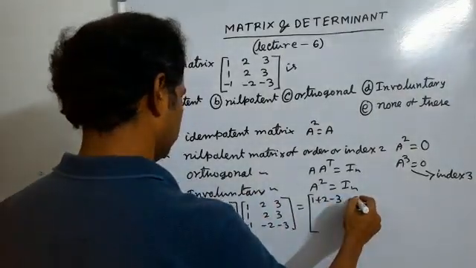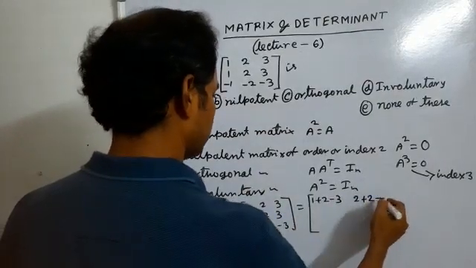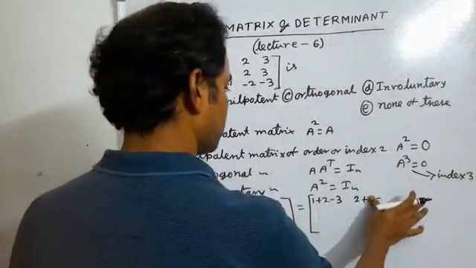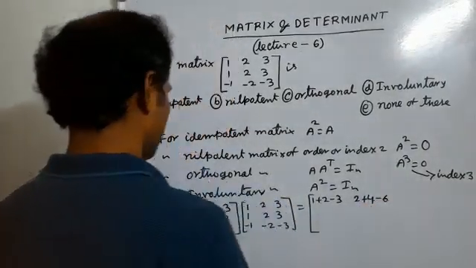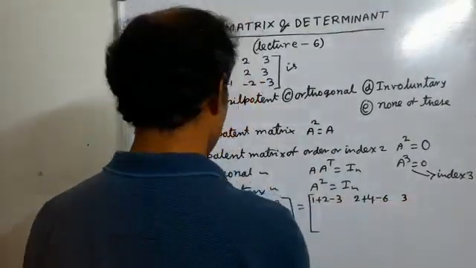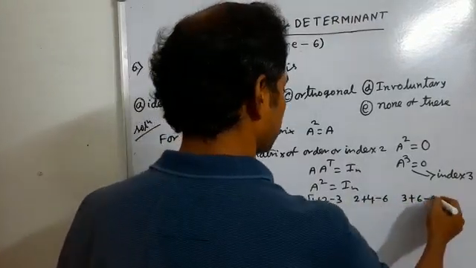Here 2 plus 4 minus 3, which gives 0. Then 1 into 2 is 2, 2 into 2 is 4, 3 into minus 2 is minus 6. The last one, 1 into 3 is 3, 2 into 3 is 6, 3 into minus 3 is minus 9.